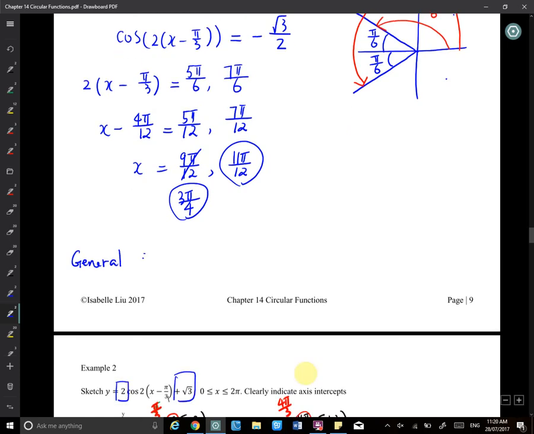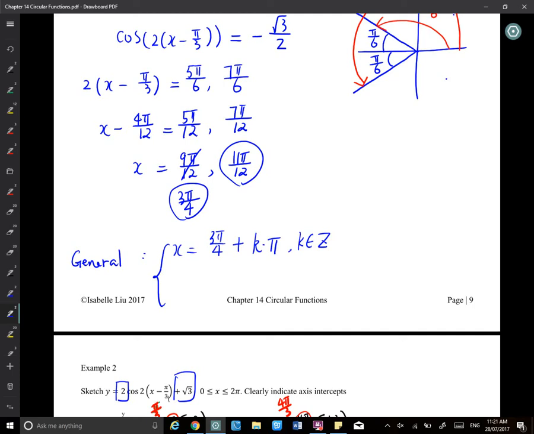Each solution, okay, the first solution will be x equals 3 pi over 4 plus k times pi. You add k periods: 1 period, 2 periods, 3 periods, k periods, where k belongs to Z. That's something you must write. The second one will be x equals 11 pi over 12 plus k pi, where k belongs to Z as well.